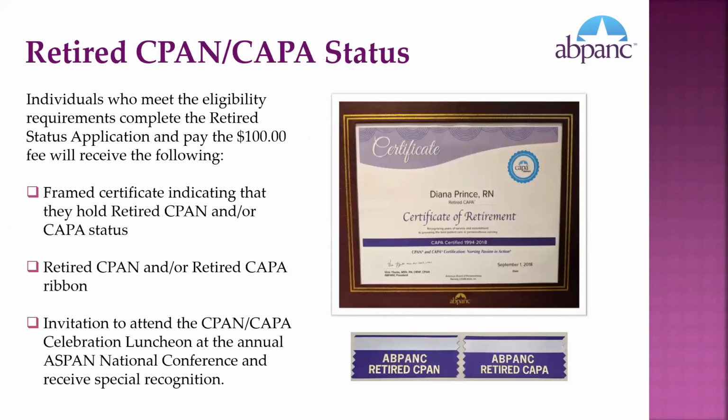We have a retired CPAN and Kappa status available to those individuals who meet the eligibility requirement. If you are retired, you pay a $100 fee and you then hold the retired CPAN and or Kappa status designation. You get a framed certificate indicating that, and you also get a retired CPAN and or retired Kappa ribbon. We also invite our retired CPAN Kappa nurses to our celebration luncheon at the national conference, and they receive special recognition there as well.